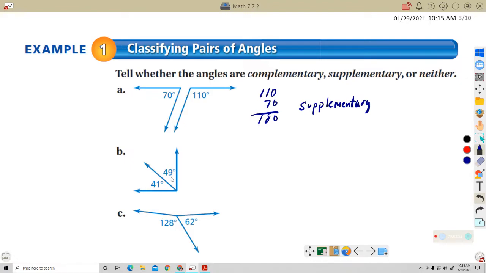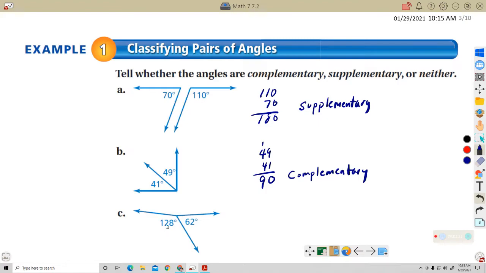Here we have 41 and 49. Now in this case, if they have the little right angle symbol, then we know it equals 90, but we don't know if this equals 90. So we have to add these degrees up, right? 49 and 41. 9 and 1 is 10, so 0 carry the 1. 4 and 4 is 8, plus 1 is 9. So this is 90 degrees total. So this is a right angle, and these two angles together are complementary.